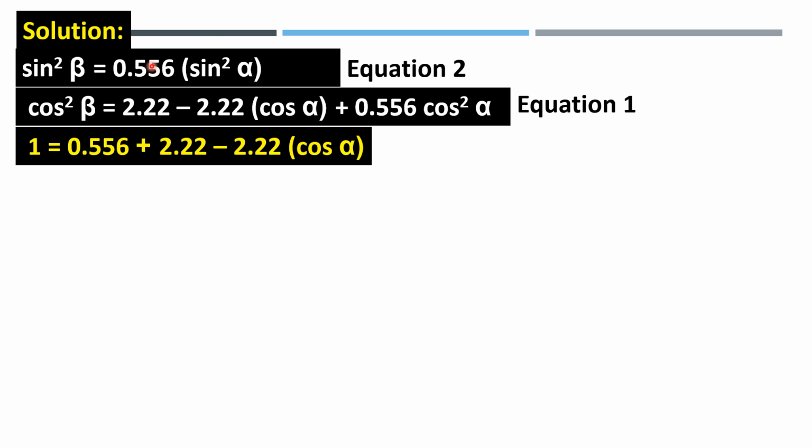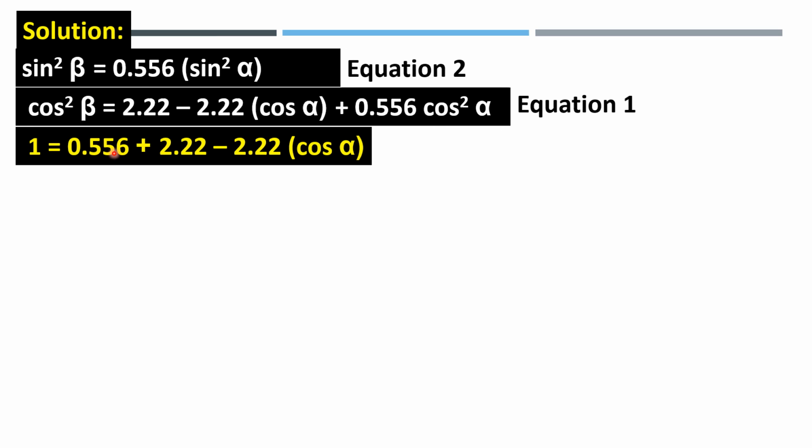And similarly, when we added 0.556 sine squared alpha, add this to what we have here in equation 1, which is also 0.556 but cosine squared alpha, what we will get is that the sine squared alpha added to cosine squared alpha is actually equal to 1. Okay? And then multiply it by 0.556 is just equal to 0.556. It is that simple.